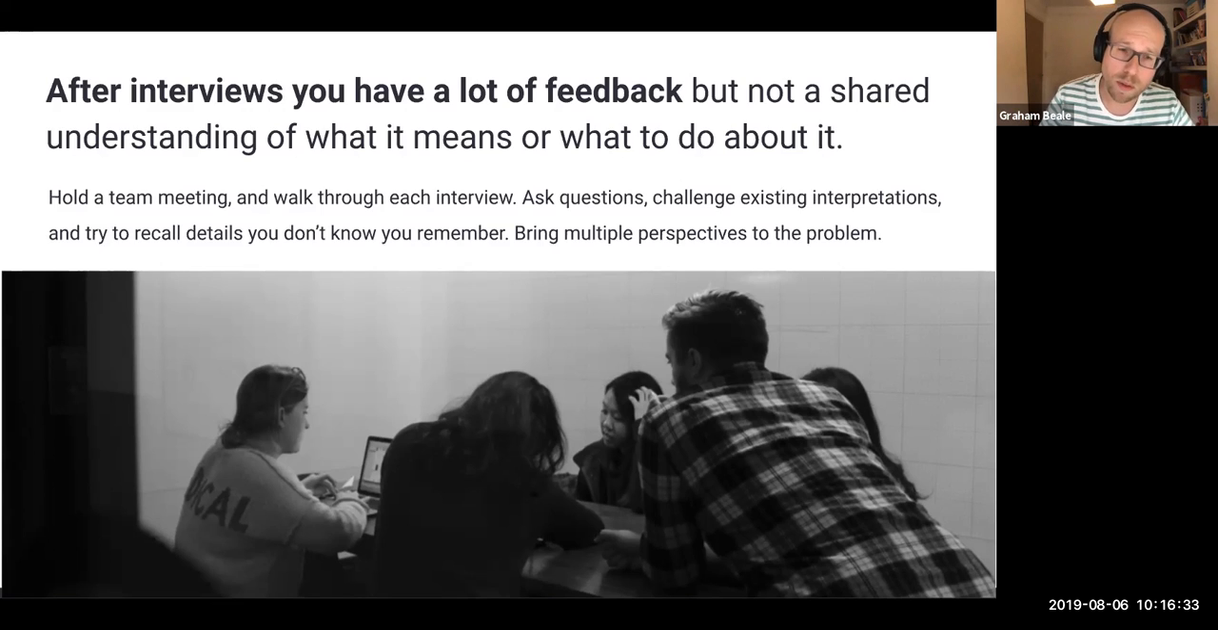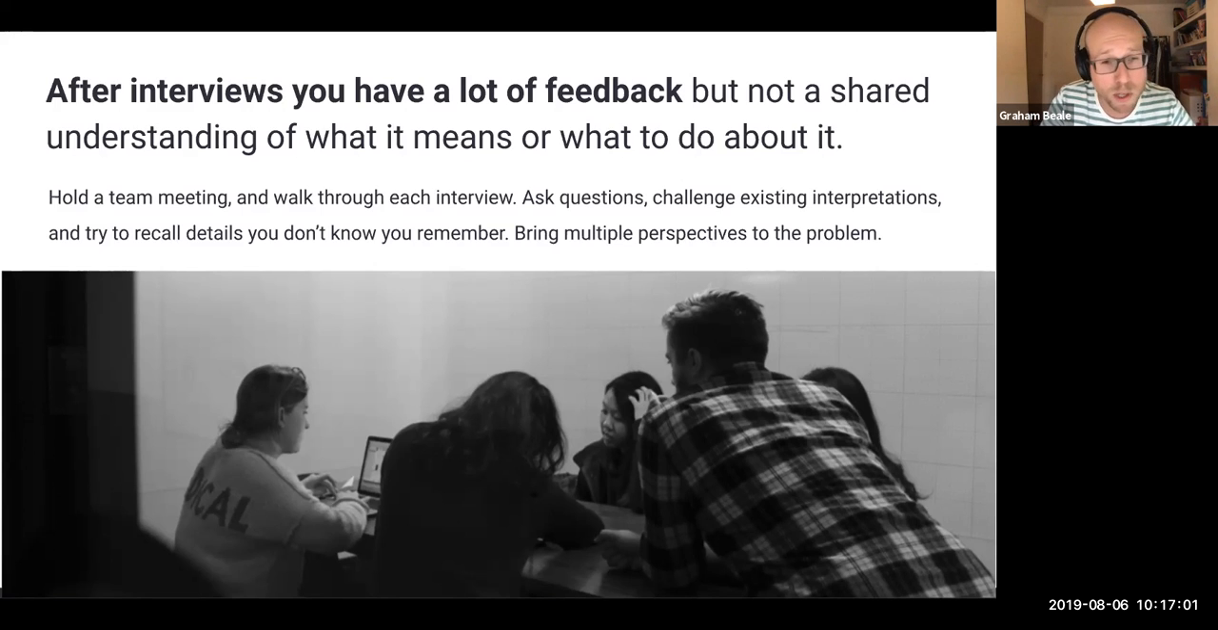Now, doing this in isolation is fraught with problems because you're only getting one perspective on it. So this is very much a team game, and you need to be in a position where you can share that information with each other. Hold that team meeting, walk through each interview in turn, and ask questions. You need to be able to challenge some of the interpretations you might be giving.